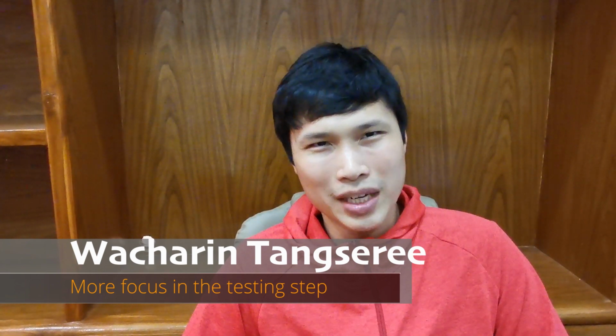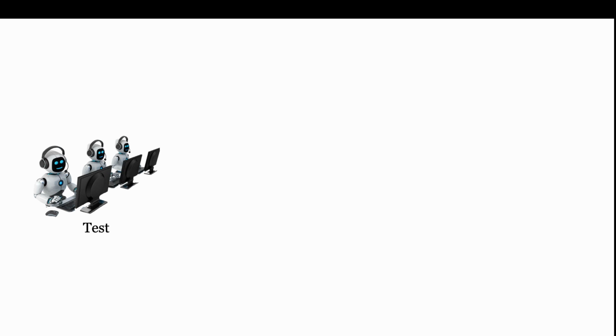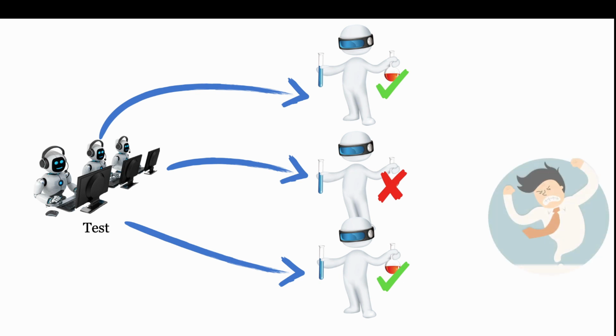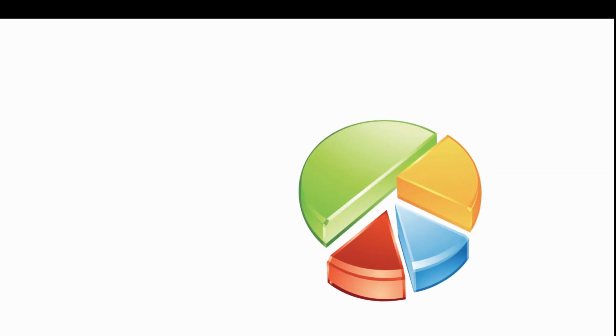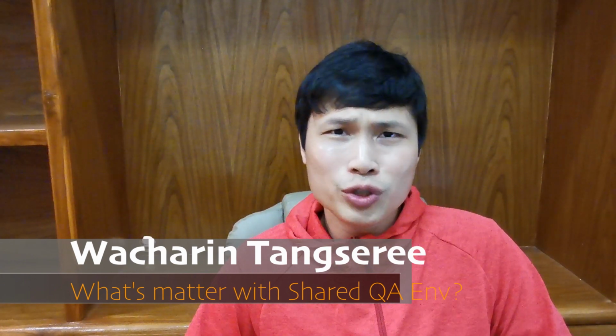Now, let me explain more about the testing step. If the test result itself is not super reliable, basically it shows inconsistent results without any change in software or automation code, we call this a flaky test. The flaky test can come from many reasons, and from my experience, the majority of the reasons come from the test environment itself that is not super stable. And many of us use the shared QA environment as a CI environment, right?